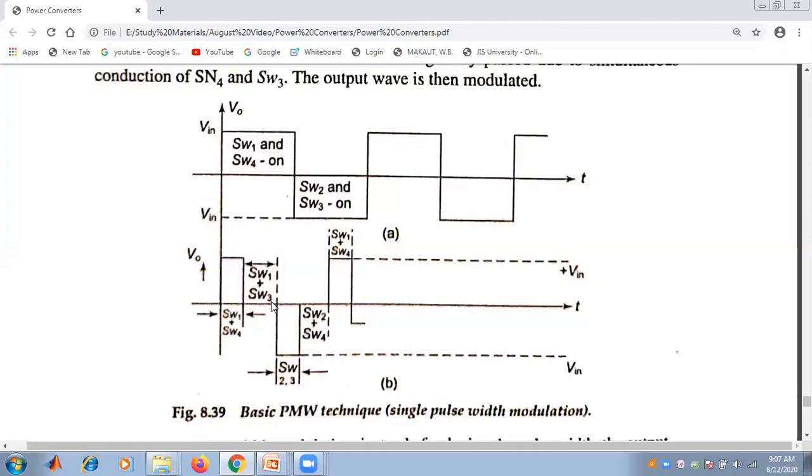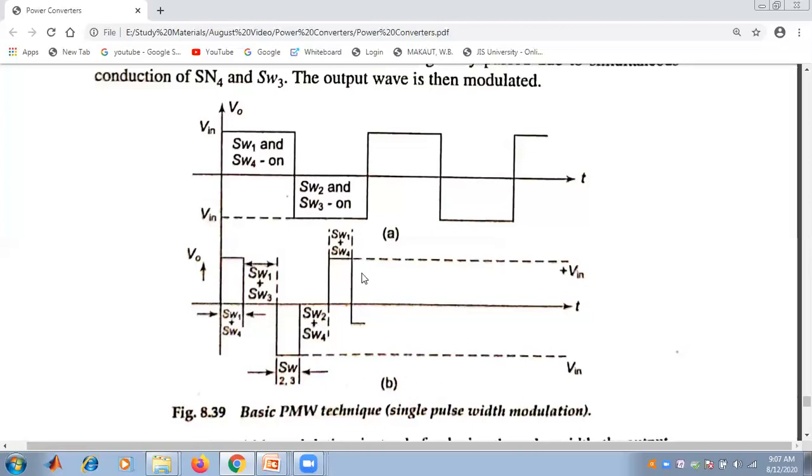Similarly, for the next cycle, before the scheduled off time of switch 3, switch 4 is turned on. As a result, we will get no output at the load. The output voltage at the load disappears and the current gets bypassed through switch 4.